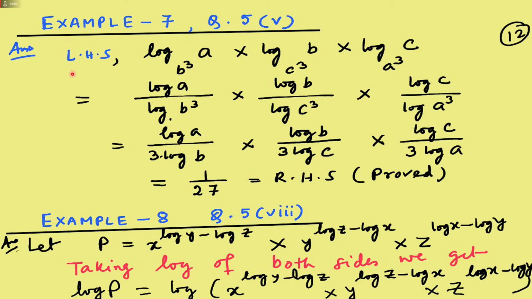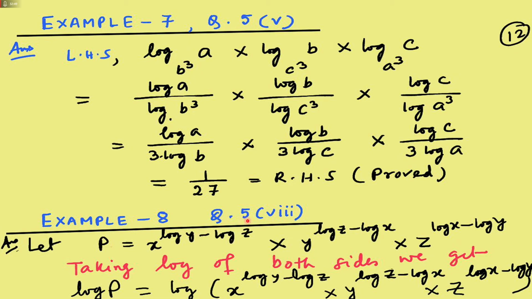So I am starting this with the left hand side relation, and these three will give you log a by log b cube into log b by log c cube into log c by log a cube. That means I am converting this with base 10, and this will give you 3 log b, this will give you 3 log c, and this 3 log a. This log a and log a will cancel each other, and by this you can have 1 by 27 only after cancelling the similar terms, and this is in your right hand side of the problem, so you have proved this problem.